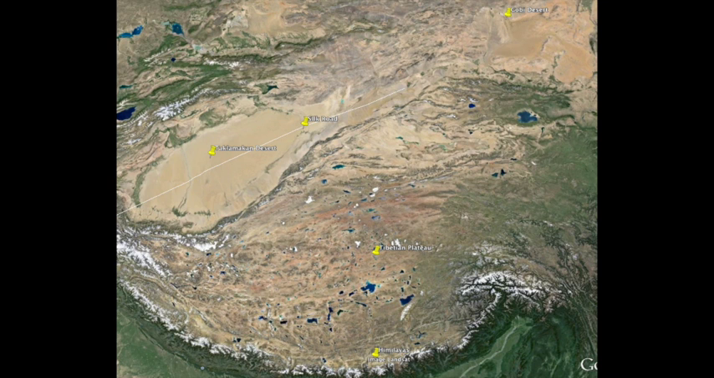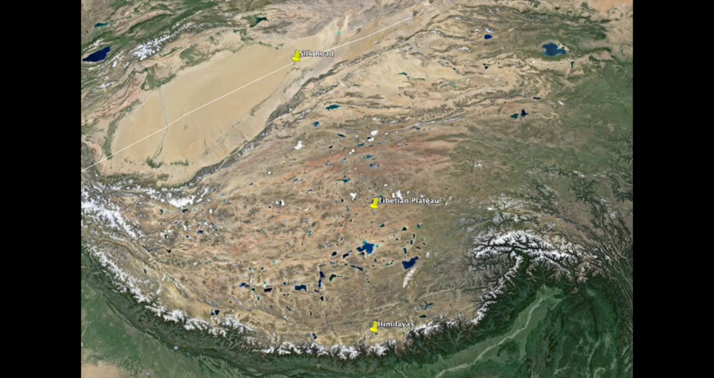Now, first we're going to start talking about the geography of China. One of the main features of the geography of China is the Himalayan mountains. The Himalayan mountains are located in the southern part of China. Right behind the Himalayas is the Tibetan Plateau. Behind the Tibetan Plateau, you have the Gobi Desert.